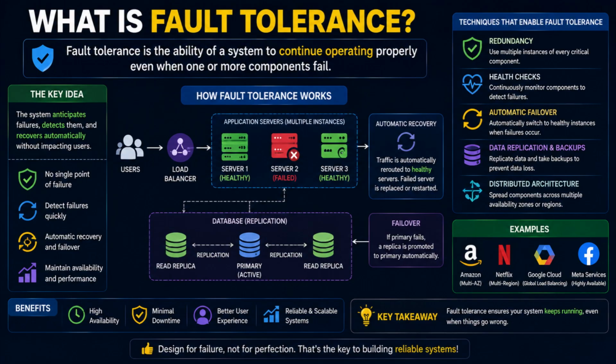Fault tolerance is achieved through redundancy, health checks, automatic failover, data replication, backups, and distributed architecture. The result is high availability, minimal downtime, and reliable, scalable systems. Remember, design for failure, not perfection. That's the key to building reliable systems.